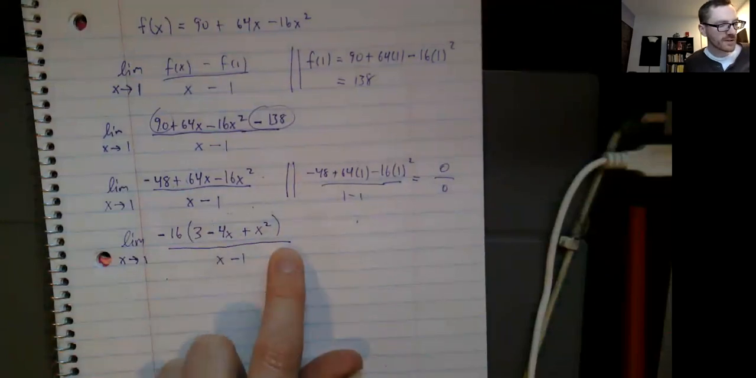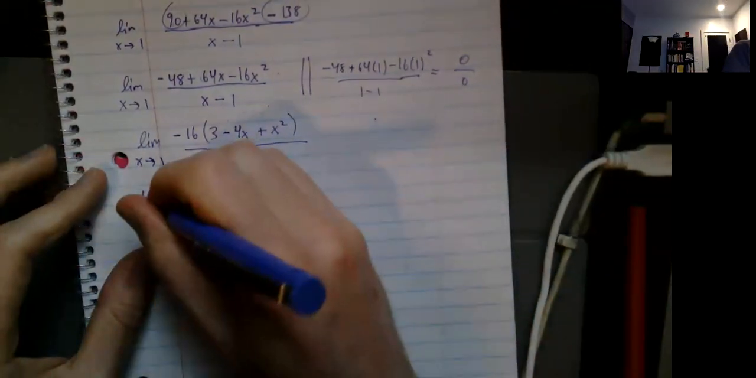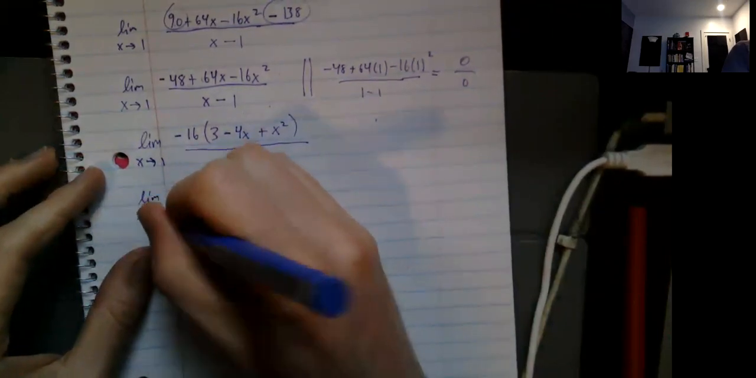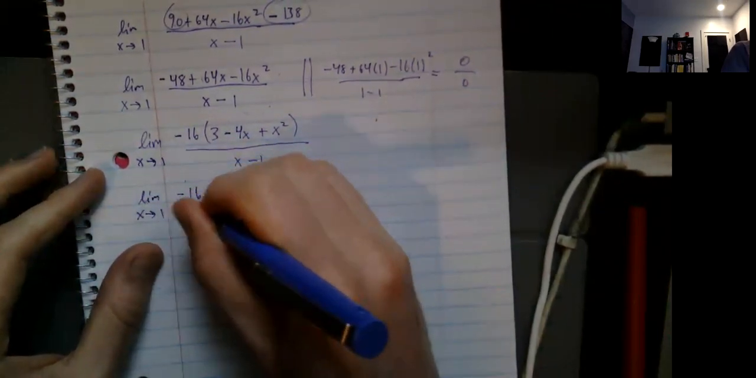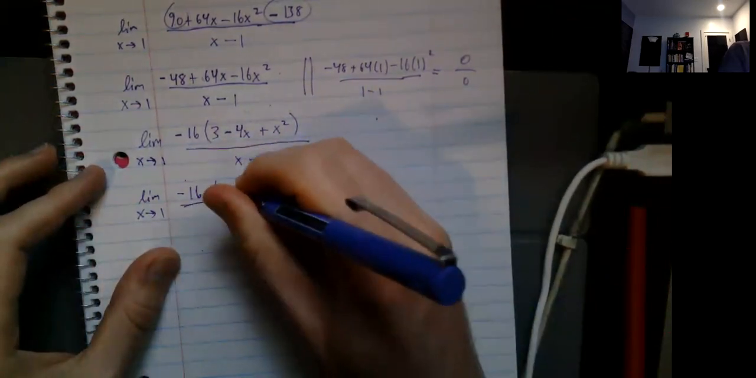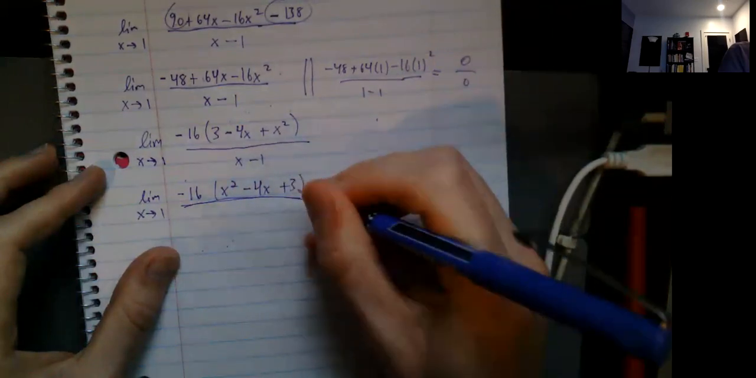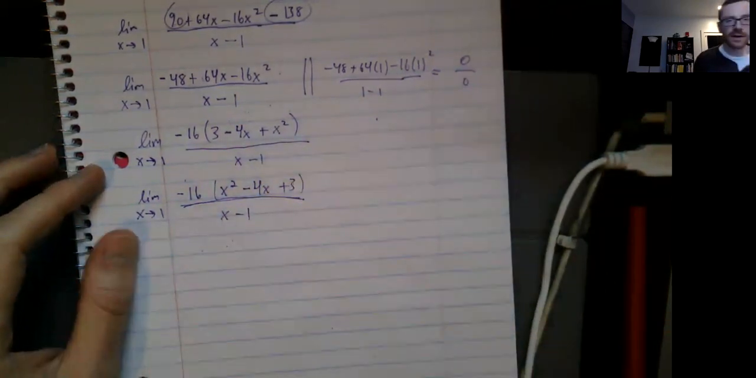This expression, the quadratic in parentheses, can be factored more, but the terms are kind of out of order. Whenever we have a quadratic, we obviously prefer to write it so that the x squared term comes first, and then the minus 4x, and then the plus 3. Okay, so how can we factor this?